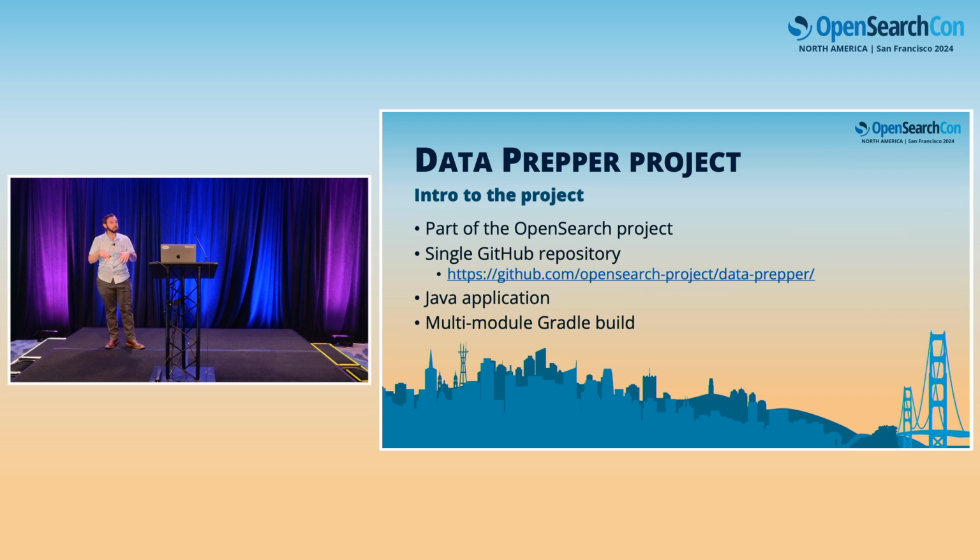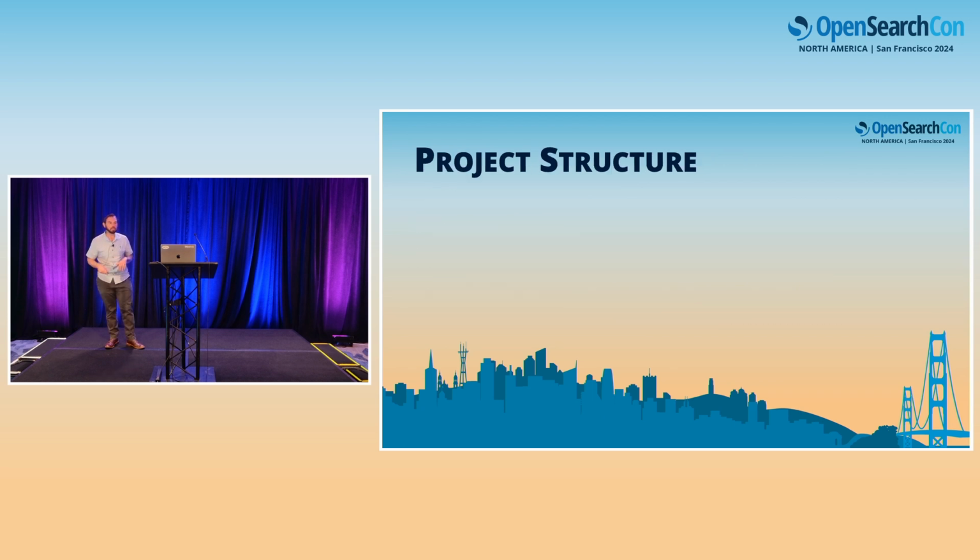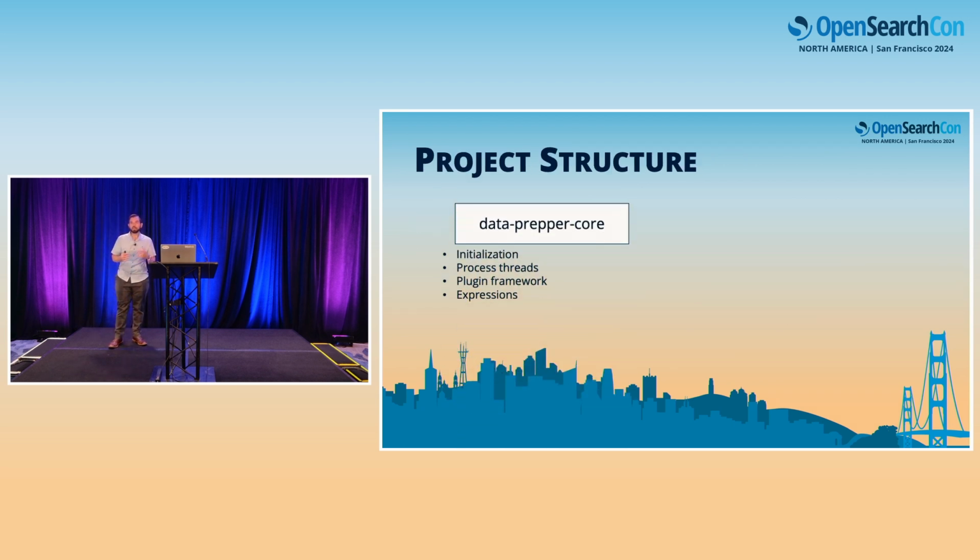Now I want to dive deeper into the project structure that we have in Data Prepper. First of all, I like to think of Data Prepper as having three basic components. The first one is Data Prepper core. This is the code that's responsible for parsing our YAML configurations, generating the pipelines. It's the code that handles initialization. We have a concept for plugins, and that's what we're going to talk about some. So the basic plugin framework is part of this core project.